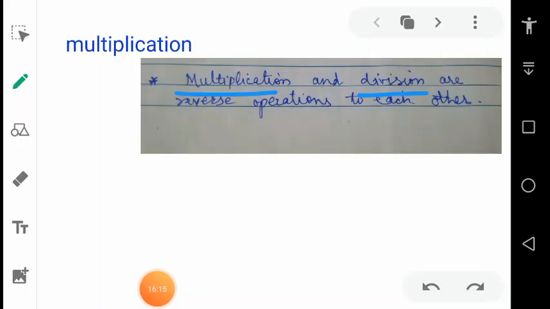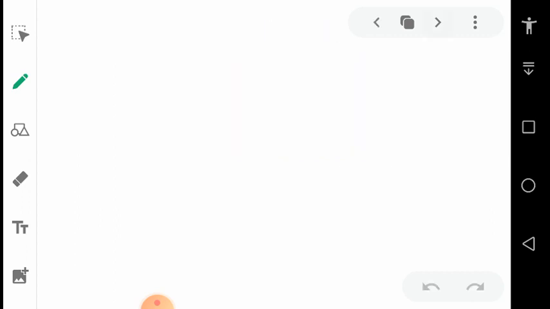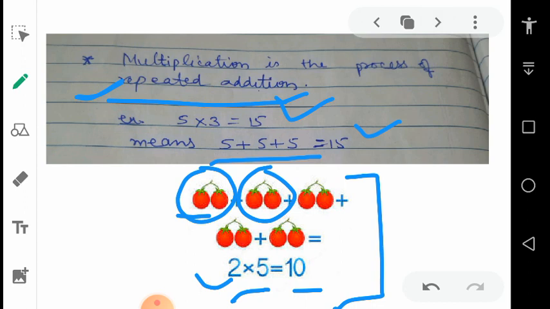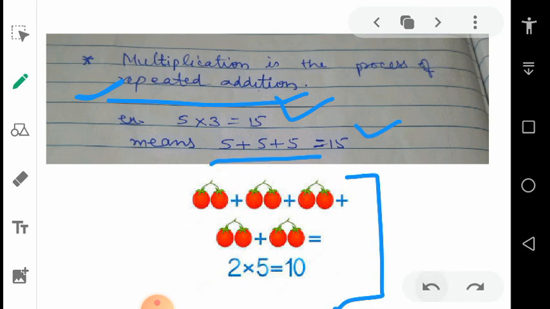As multiplication is the reverse process of division, we can say both are reverse operations to each other, as addition and subtraction are reverse to each other. Similarly, multiplication and division are reverse to each other. Okay, next, multiplication means repeated addition.